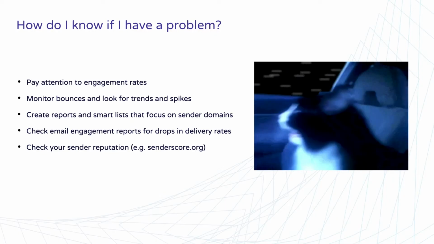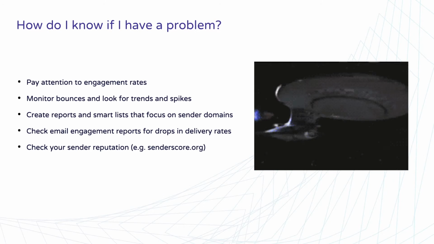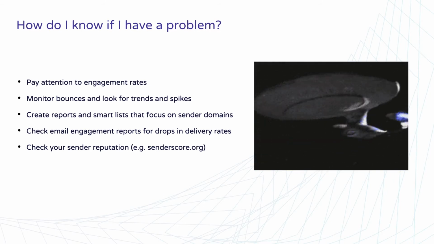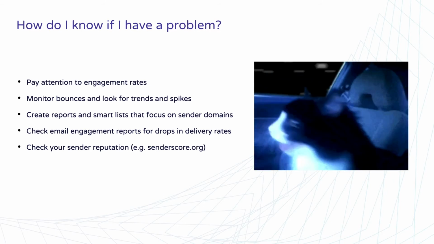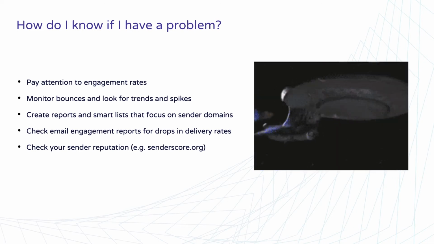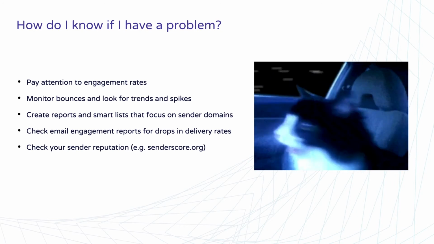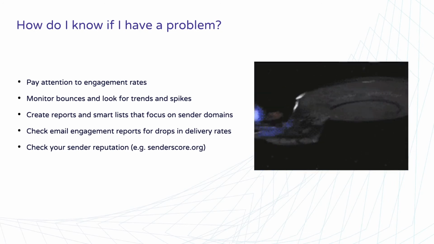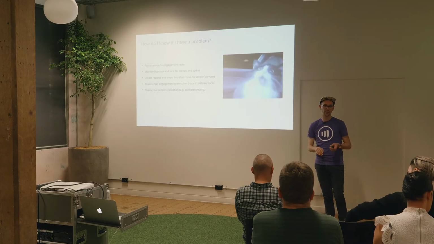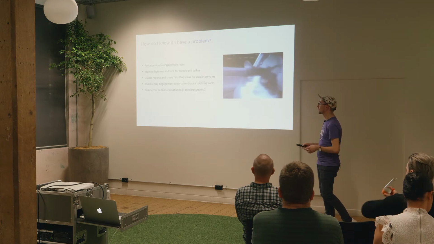So how do I know if I have a problem? What I'm trying to focus on here is, how do I know if I've got a problem without spending a lot of money? What can I do in Marketo? The first thing is to pay attention to your engagement rates. If you went from a consistent 30% open rate down to a 24% open rate over the space of a couple of months, that's a trend. Dig into it.